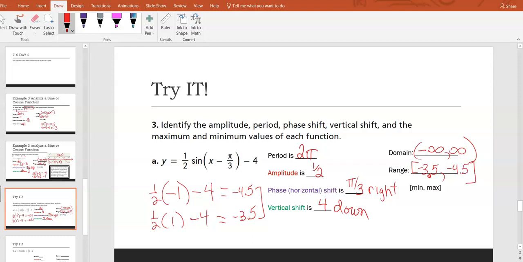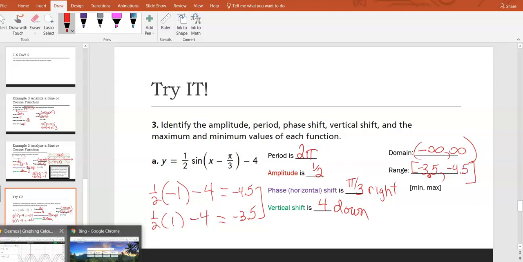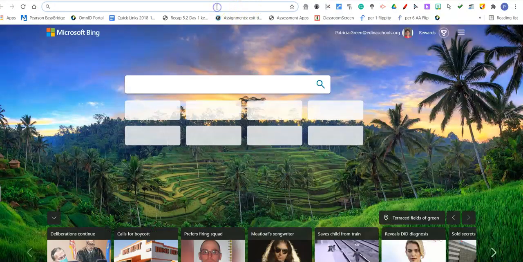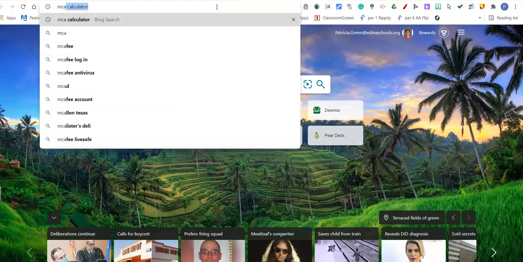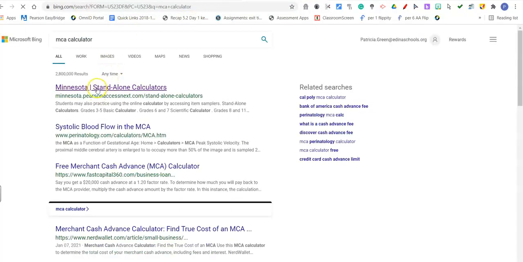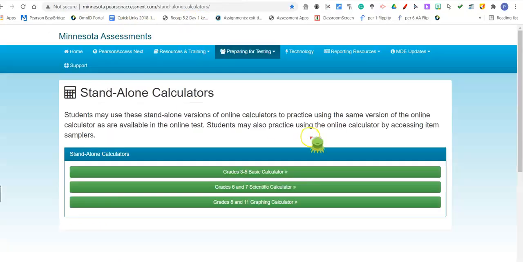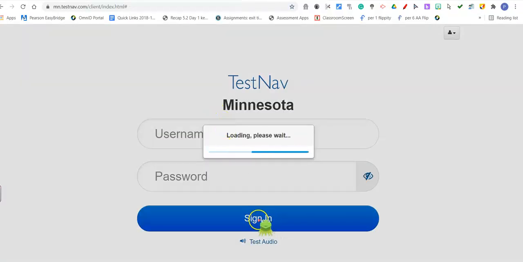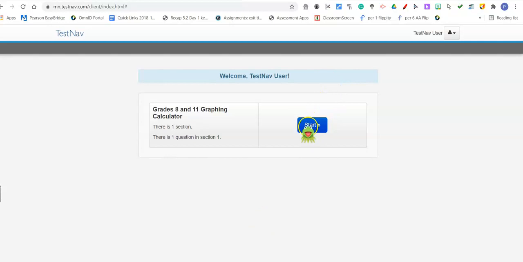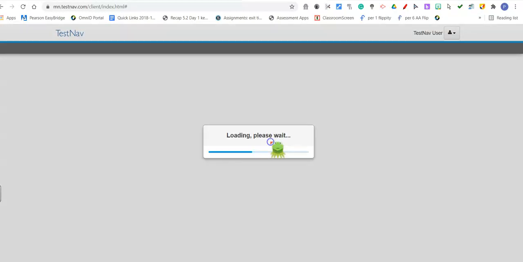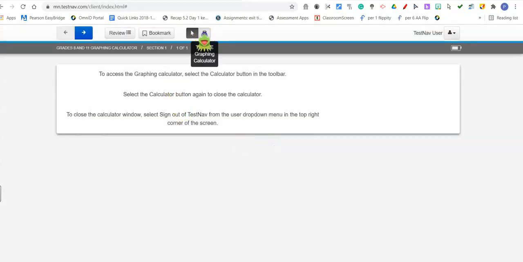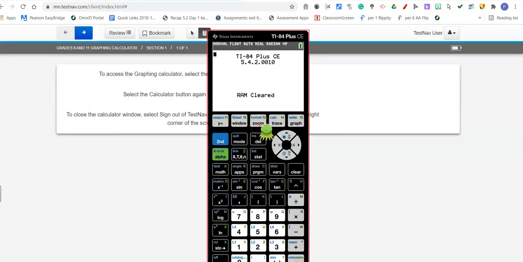Let's go over to the MCA calculator, the freebie over here. I'll just add another one here. If you just type in, this is what I do, MCA calculator, and maybe your teacher gave you a link, but this is just as easy. Always go to the graphing calculator for 8th to 11th, and you're going to sign in as a guest. It'll just sign you in as a guest. Pretend you're starting the test and just hit the calculator.